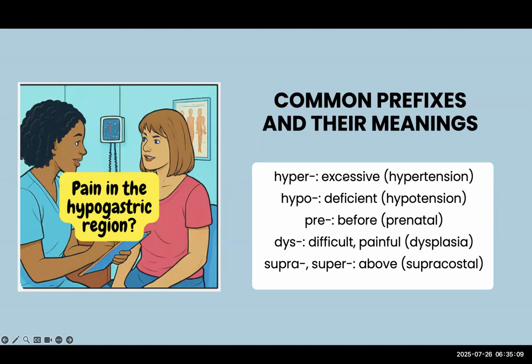All right, so hyper, saw that one before. Hypo, that's what we're seeing here. Deficient, it can also mean below or under, you might say. But hypotension, this is like low blood pressure, for example. Pre is before, dys is difficult or painful. Dysplasia is our example here. And then supra and super, these are used in different ways, but mostly just mean above. Supracostal, for example.